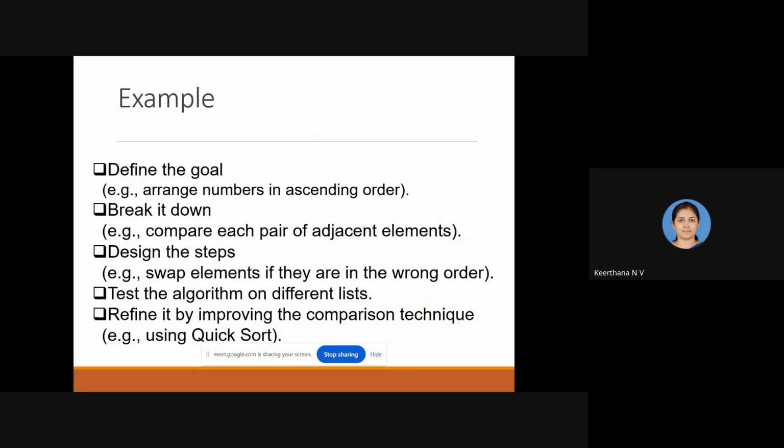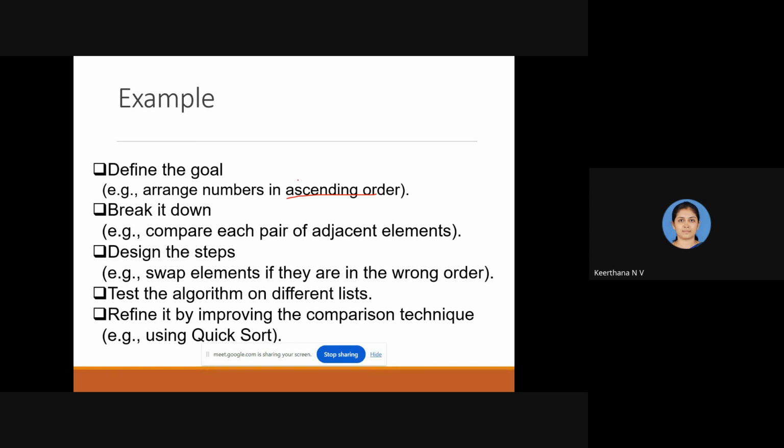So next one is an example. For example, if you are writing an algorithm, it means that you are going to arrange your numbers in ascending order or descending order. So that will be your goal. What is your goal? My goal is to get my numbers in ascending order. So this is my algorithm. I am going to write an algorithm for sorting the numbers. As a result, I have to get the numbers sorted in ascending order. So this is my final goal.